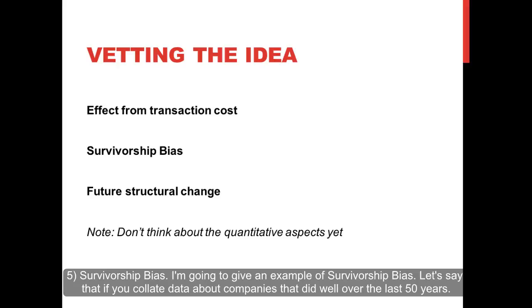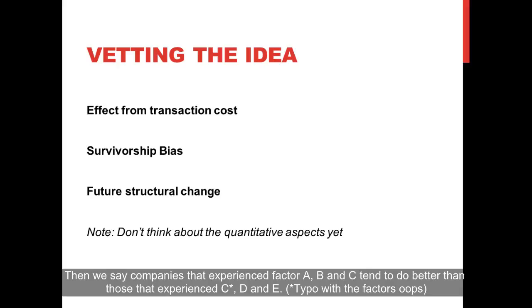I'm going to give you an example of survivorship bias. Let's say that you collate data about companies that did well over the last 50 years. Then you say, hey, I guess companies who have survived in the last 50 years, who experience factor A and factor B and factor C, tend to do better in the long run compared to companies in the last 50 years that survive factor C, D, and E.